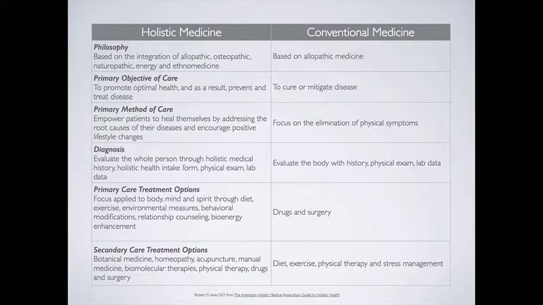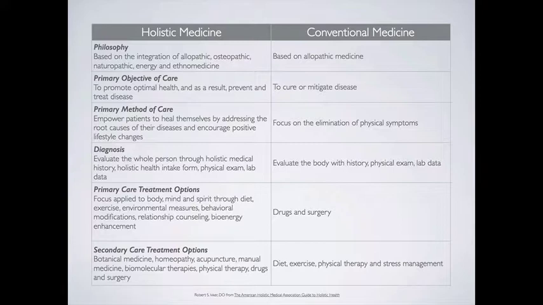In terms of primary treatment options, the focus on the holistic side is really applied to the whole person, body, mind, spirit, through diet, exercise, environmental measures. That's a big thing. We'll talk a little bit about environmental medicine, hopefully towards the end if we have time. Behavioral modifications, relationship counseling, bioenergy enhancement, all of these things. So you're building a very comprehensive treatment picture tailored specifically to that person.